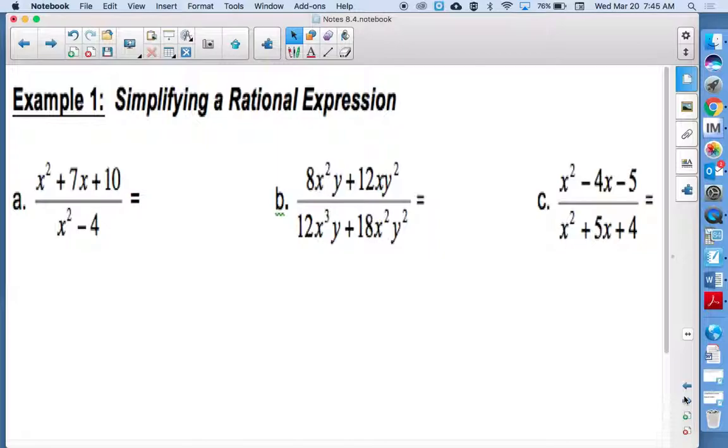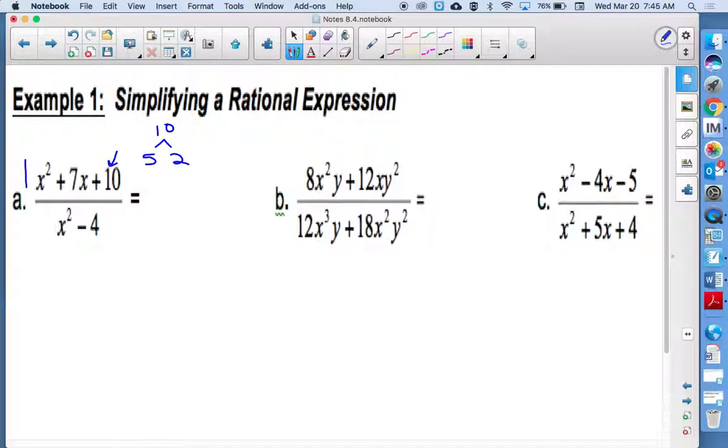Garrett, how could we factor the numerator, x squared plus 7x plus 10? Yeah, so we have a 10 here. What two numbers multiply to get 10? 5 and 2. And because there's just a 1 in front here, how would that factor then? X plus 5 and x plus 2. Perfect. That's like that shortcut factoring. We don't have to do the whole grouping part because it's a coefficient of 1.